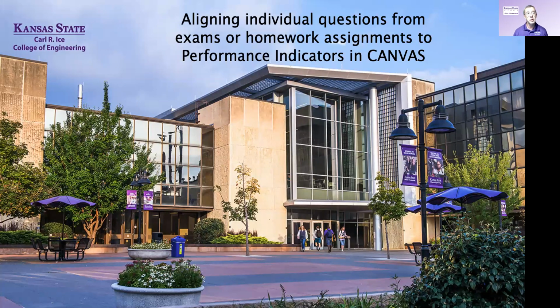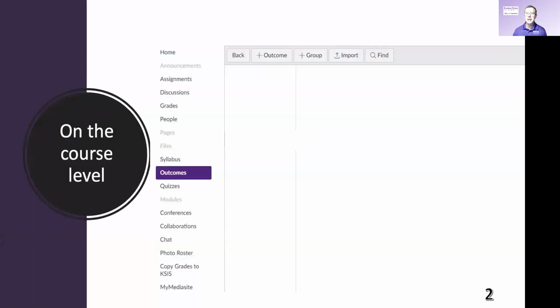This video will focus on aligning individual questions from exams or homework assignments to performance indicators in Canvas. To connect individual questions to a performance indicator, it is first essential to individually import each performance indicator into the course to be aligned with questions.